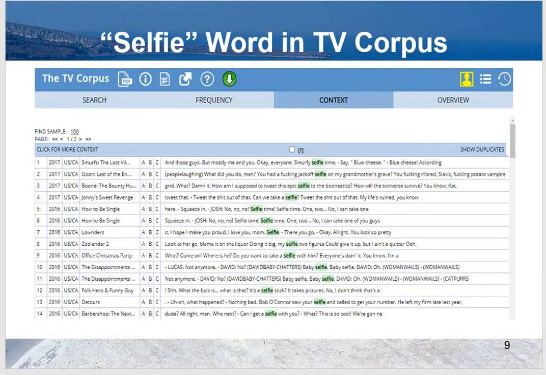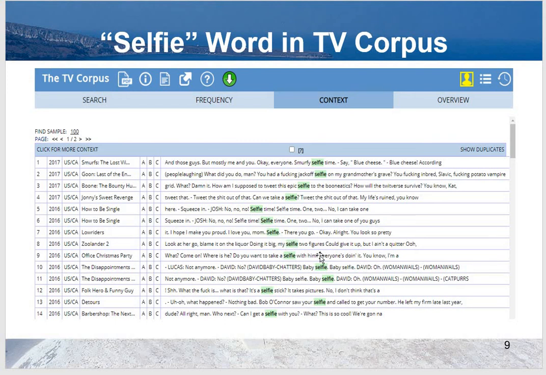I just want to show you the word selfie, which is very common. Okay, I took the TV corpus, and it shows in this manner. Here it shows the frequency. Here the serial number. Here it shows the year, that this information was present in 2016-17. Next is US and Canada, and this is the reference from where it has been taken, and this is the example.